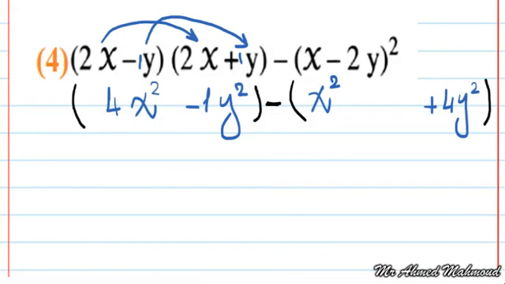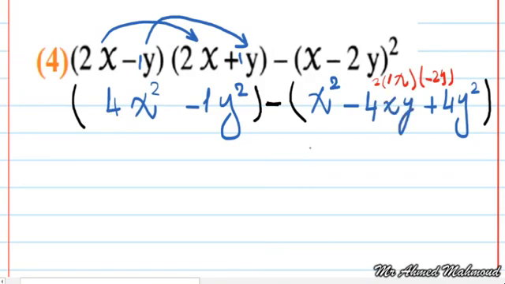Don't forget the middle term, 2 by 1x by negative 2y here. It will be 2 times 1 times negative 2 equals negative 4xy. And then we are going to subtract. Here we have 4x² minus 1x² equals 3x².